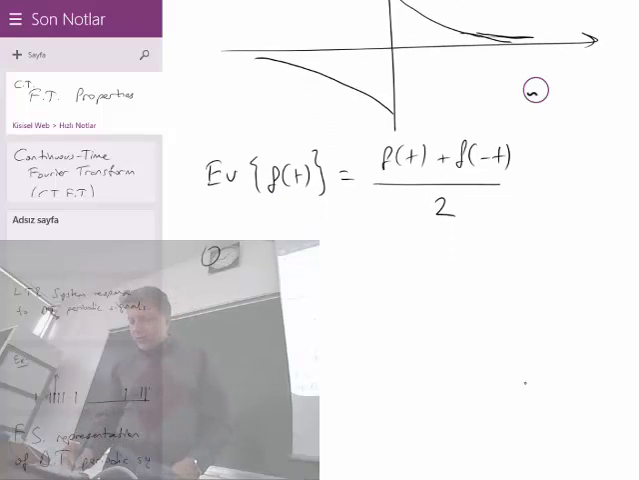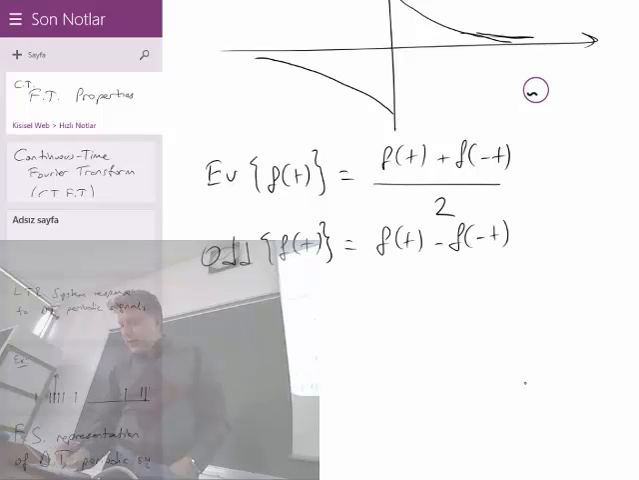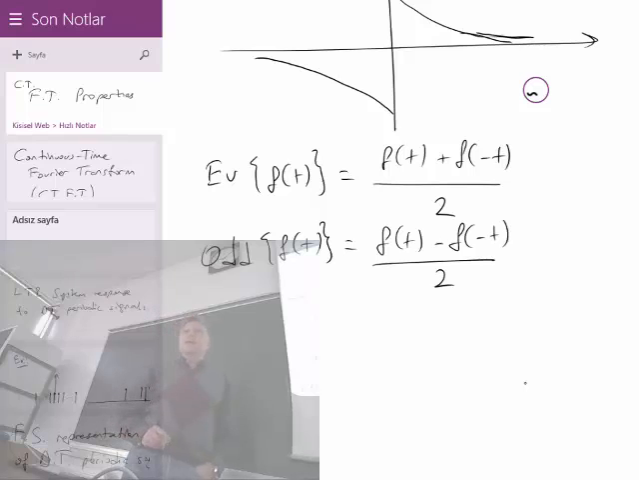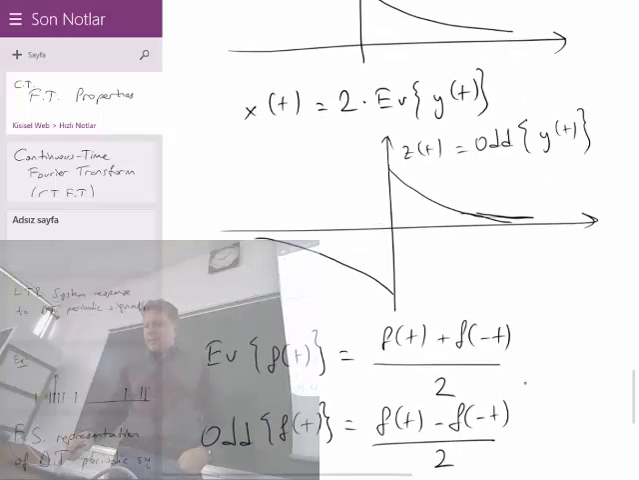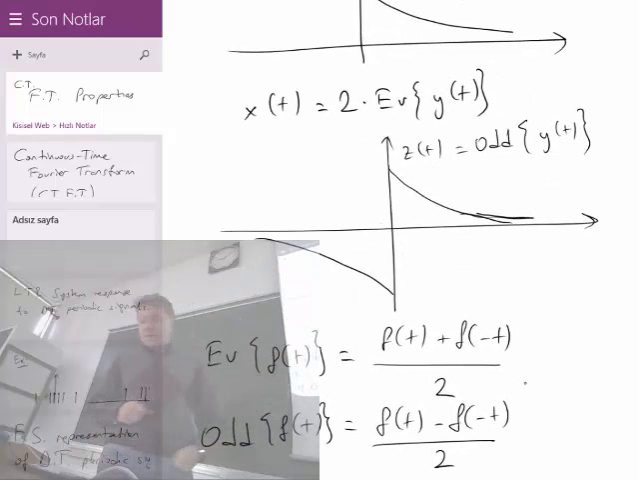And the odd part, to repeat, of f of t is equal to f of t minus f of minus t, over 2. So if you flip around and add this shape like this, and take half of it, it will be the even part. If you take the other part and make it negative and take half of that, that would be the odd part. That's why this shape, for example, is the odd part.